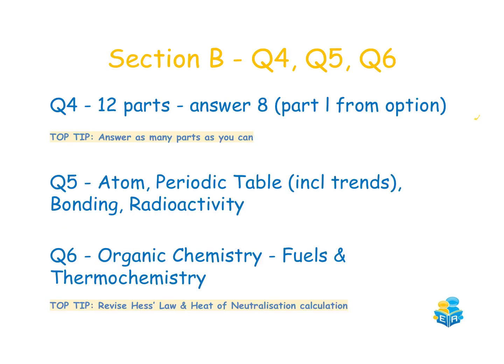So if we take a look at section B, questions 4, 5 and 6 first. As I said already, section B, question 4 is going to have 12 parts, of which you have to answer 8, and part L is coming from the option. So if you do not complete the option part with your teacher, then there are 11 parts that you will be able to answer, of which you have to answer 8.